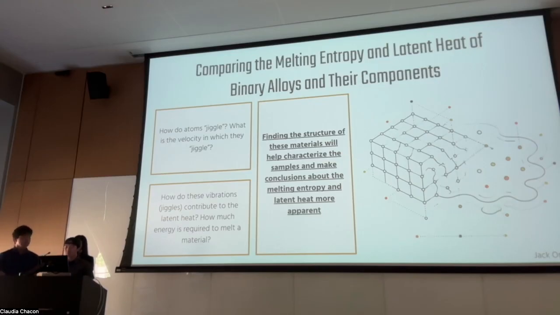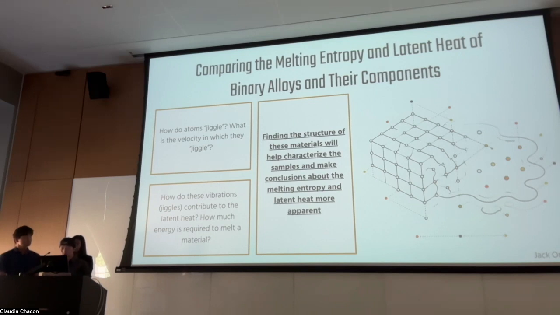This led to our next major question: how do these vibrations or jiggles contribute to the latent heat, as well as how much energy is required to melt the material? We know that the latent heat represents the energy threshold needed to break the bonds of a solid lattice, and we suspected that the vibrational energy of these atoms was the key to figuring out this connection. This formed the basis of our group's central hypothesis.